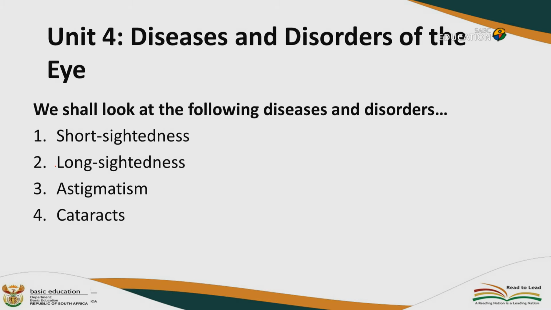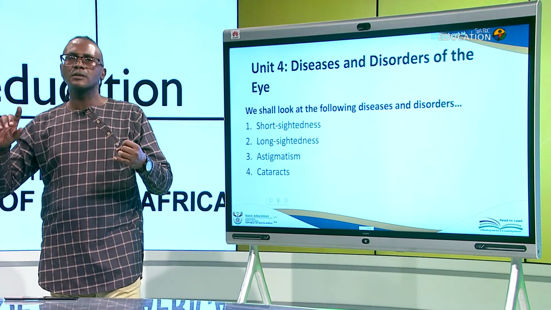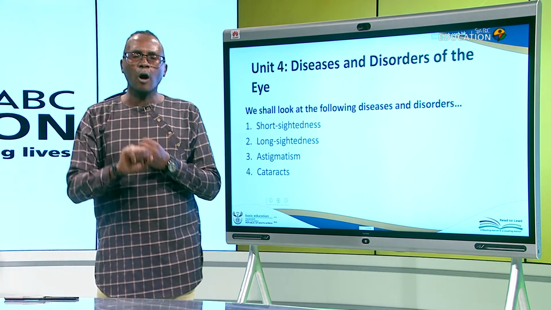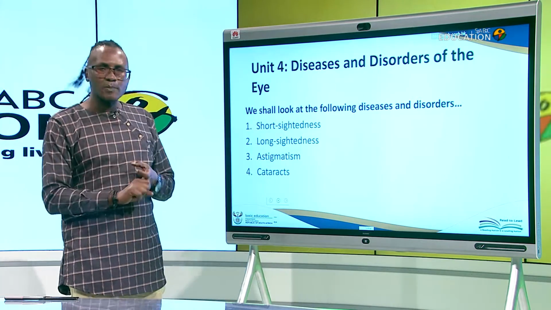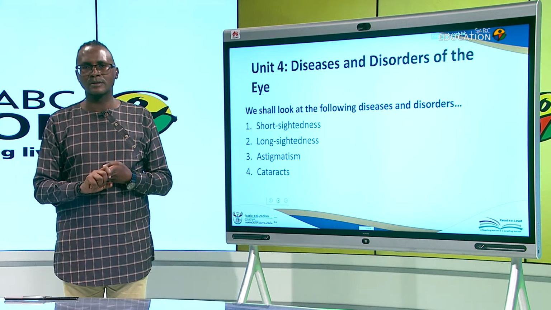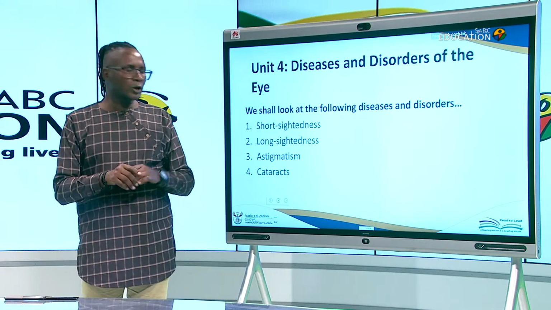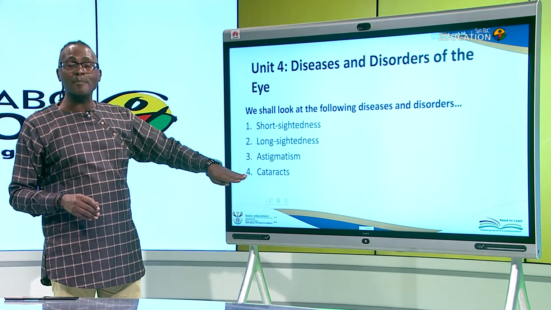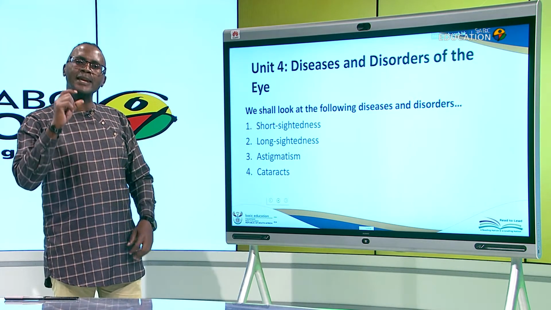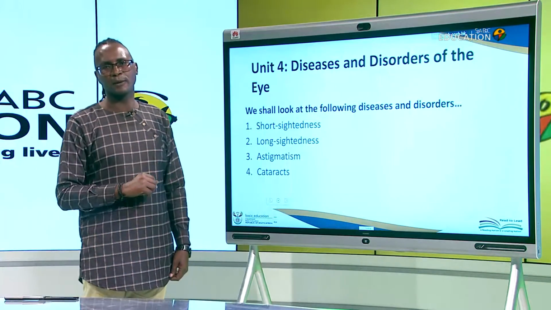Now, the last section, diseases of the eye. We have short-sightedness, long-sightedness, astigmatism, and cataracts, right? You are going to look at this. Remember, the exam guidance said we look at the nature and the treatment.